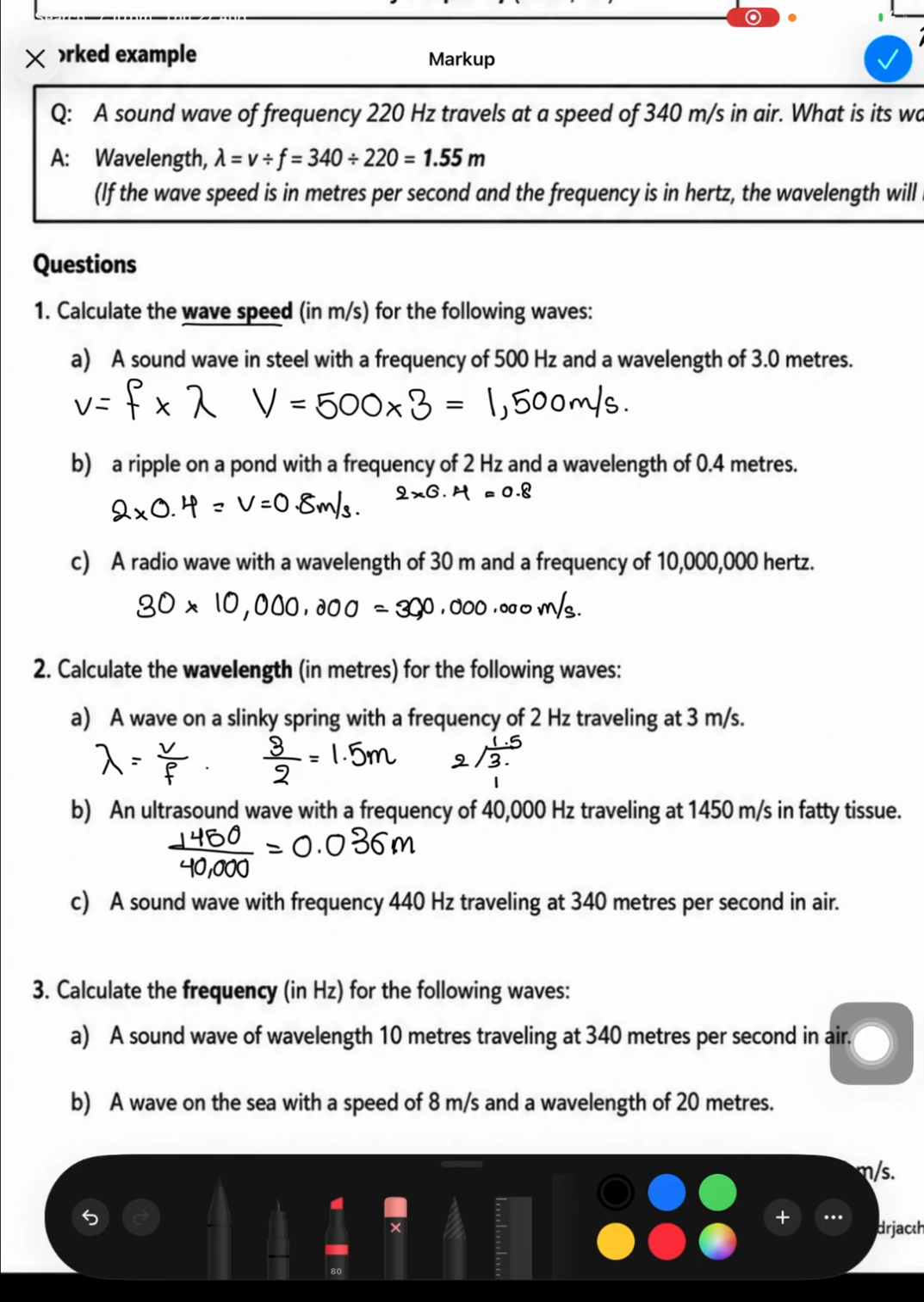Now, the next question, a sound wave with a frequency of 440 Hertz and traveling at 340 meters per second in air. So now this one, it will be the speed 340 divided by the frequency 440, which is, now we can use our calculator again and we get the answer of 0.77.